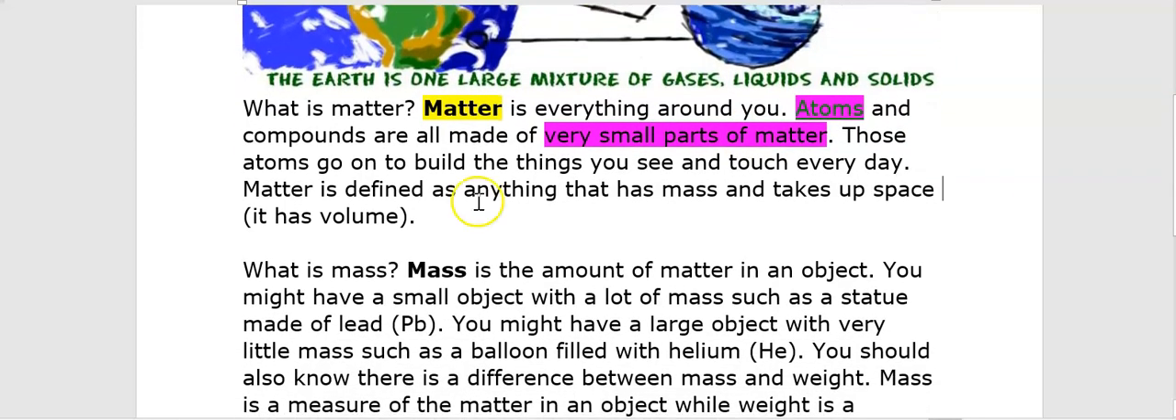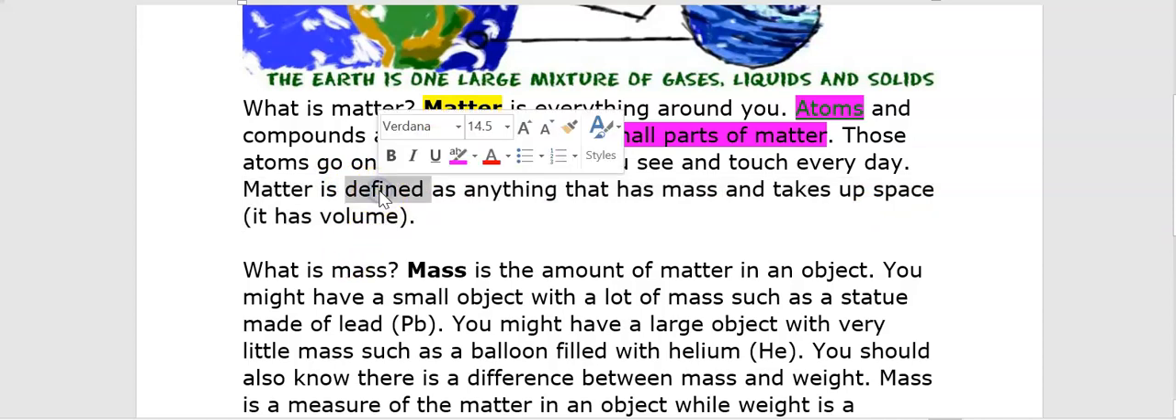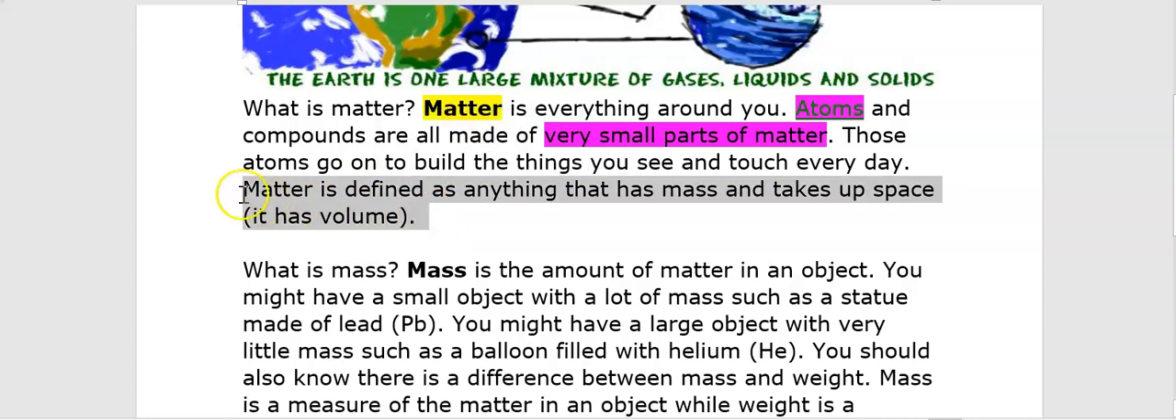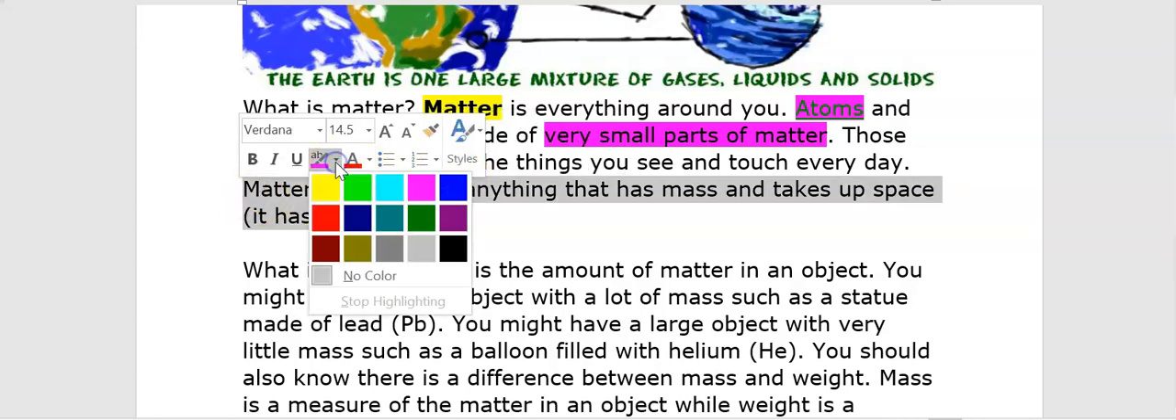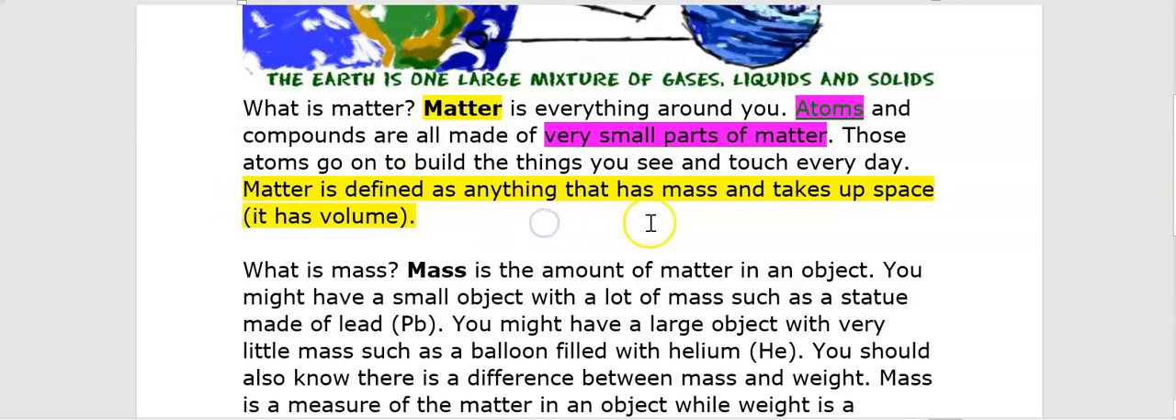Now, do you see anything in this last sentence that lets you know this is what you are going to write down on your card? Matter is defined as anything that has mass and takes up space. It has volume. Well, a good hint there that this is what you want to write down is that it is defining the word matter. That's what we're after today. We want to be able to say what matter is.